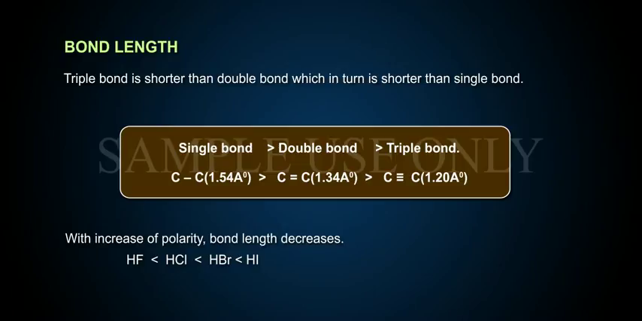C single bond C, 1.54 angstroms, greater than C double bond C, 1.34 angstroms, greater than C triple bond C, 1.20 angstroms. With increase of polarity, bond length decreases. HF less than HCl, less than HBr, less than HI.